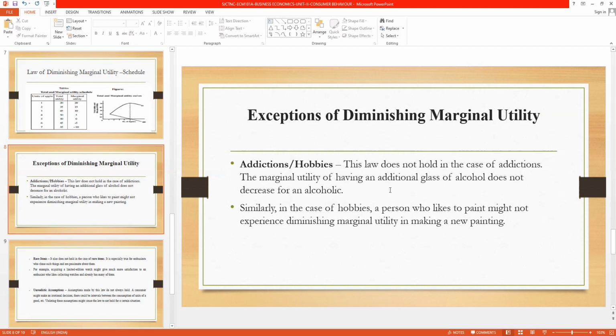The marginal utility of an additional glass of alcohol does not decrease for an alcoholic. The same way, in case of hobbies, a person who likes to paint or a person who likes to collect stamps or pictures or any other hobby, as we keep on increasing, our utility keeps on increasing. So addiction and hobbies do not hold good in case of diminishing marginal utility.